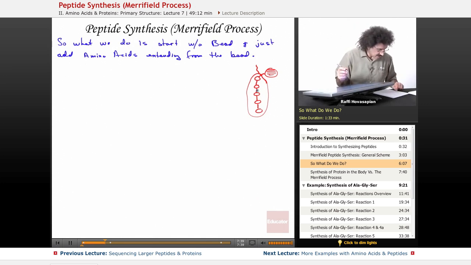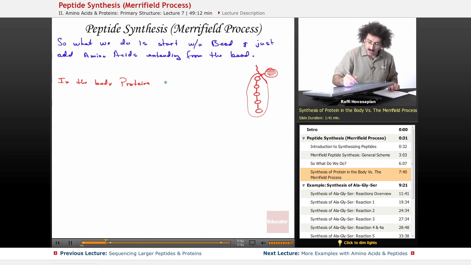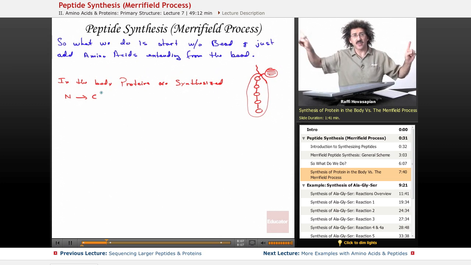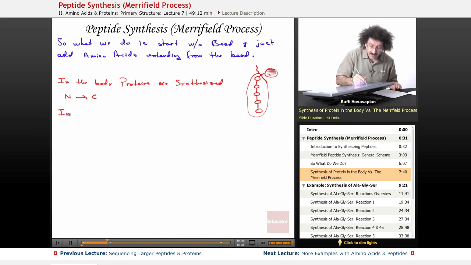Okay. Now, in the body, proteins are synthesized, so proteins are built from the nitrogen end towards the carbon end. In other words, on a piece of paper, they're built from left to right, from nitrogen toward carbon. Okay? So in the Merrifield synthesis, it happens in reverse.